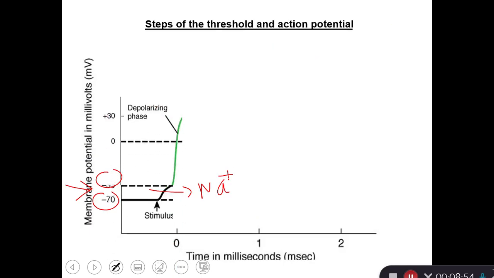At the threshold, what happens is the depolarizing phase of the action potential. So what kind of channels are active here? Here we have voltage-gated sodium channels. They open at the threshold. So sodium enters, taking the membrane up until it becomes plus 30 millivolt, which is the peak of that action potential. Then after the depolarization, we have repolarization.